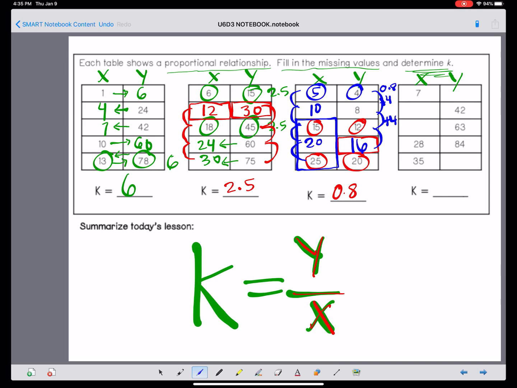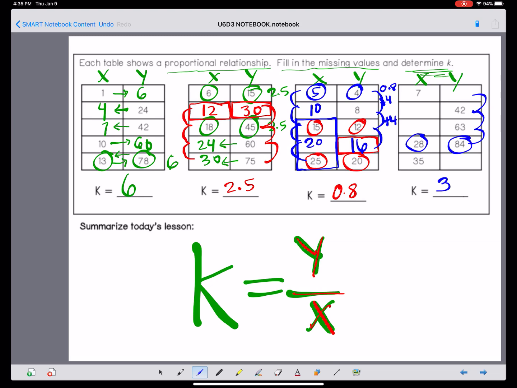All right, and for the last table, let's go ahead and do that one. Our constant is our y value divided by our x value. So 84 divided by 28, and that's going to give us 3. So now, in order to fill out the graph, we need to see what are we doing each time. What are we adding or subtracting by each time to get all of these numbers?